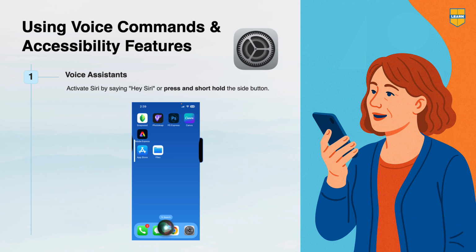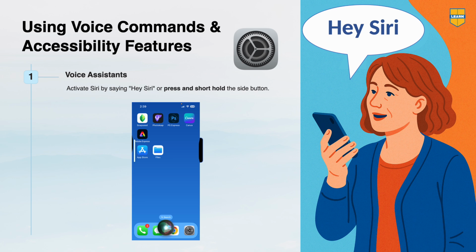Now let's talk about using voice commands and accessibility features. To activate your voice assistant, just say, "Hey Siri." Another way to turn it on is by pressing the button on the right-hand side of your phone. When Siri is listening, you'll see this icon appear at the bottom of your screen.